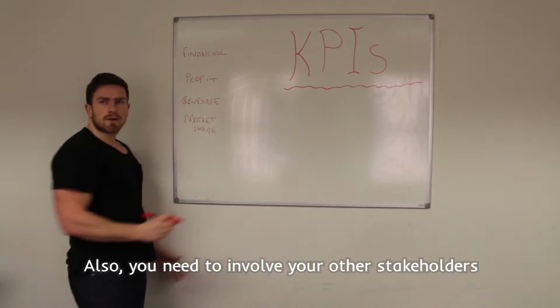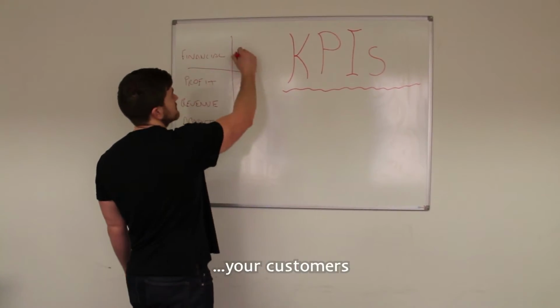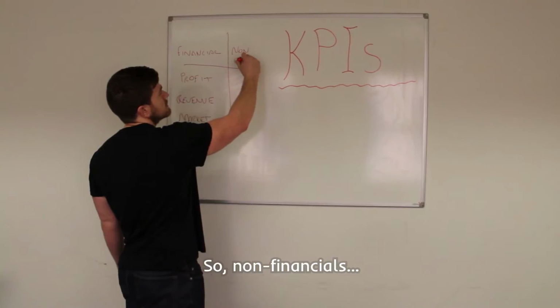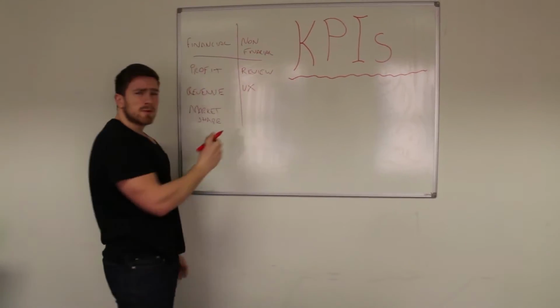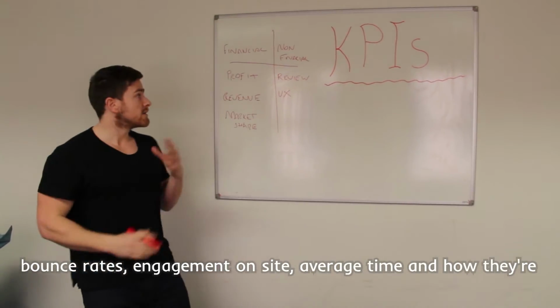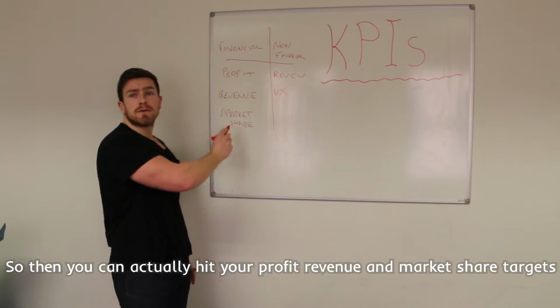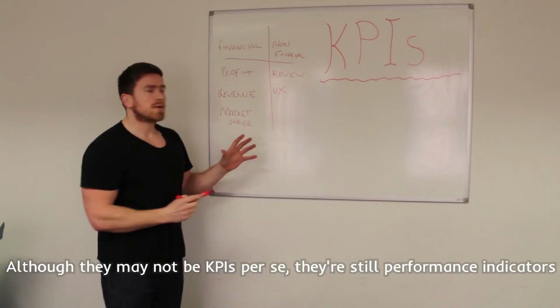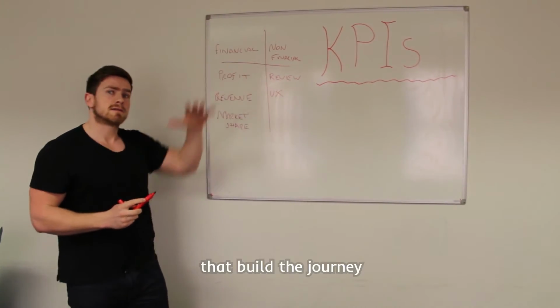Also, you need to involve your other stakeholders. You need to think about your customers. So non-financials, it'd be stuff like reviews, it'd be user experience. So when you look at user experience, you could be looking at bounce rates, engagement on site, average time, and how they're consuming content to then actually hit your profit, revenue and market share targets. Although they may not be KPIs per se, they're still performance indicators that build the journey.